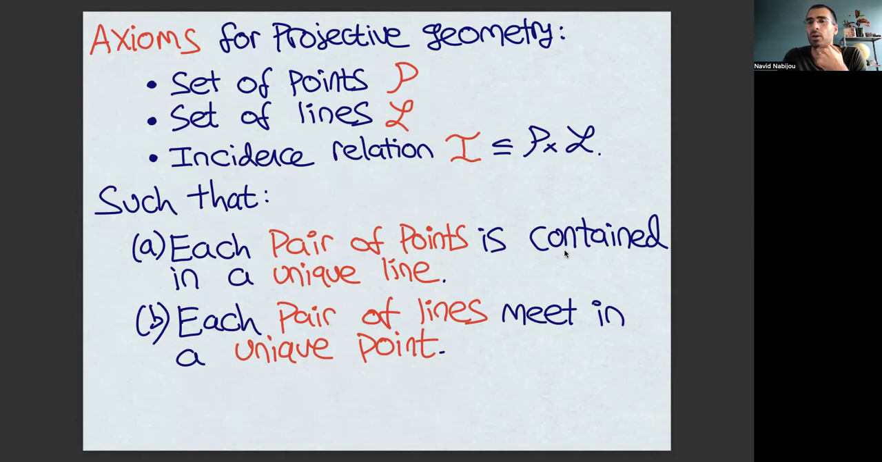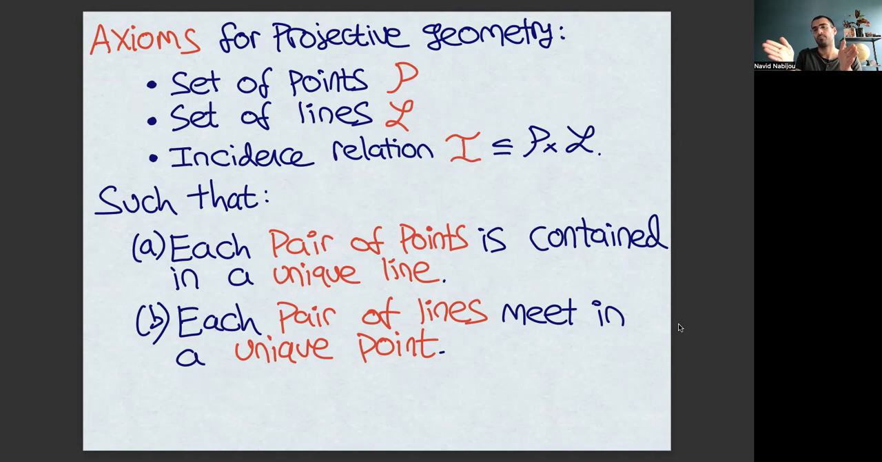I guess I meant to say each pair of distinct points here. Okay, so distinct points should be contained in a unique line. That just makes sense, right? We know if I have 2 points, I can draw the line between them. And then axiom B, this is very specific to projective geometry, which is that if I give you 2 lines, again, it should say 2 distinct lines, then they should meet in a unique point, right?